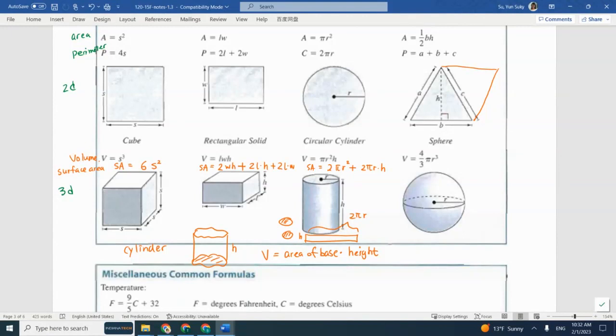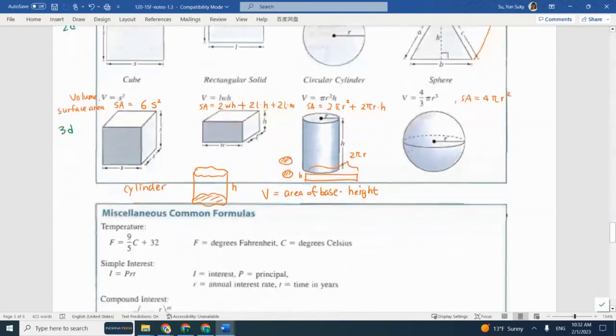That is the area of the side. And then for a sphere, the surface area is 4 pi r squared. Okay. The sphere you just have to remember. These ones you can look at the picture and deduce. Okay. So these are all the 2D geometry and the 3D geometry. Any questions so far? Okay.